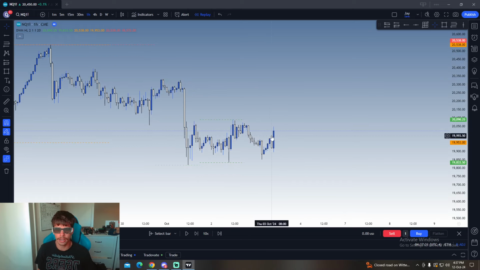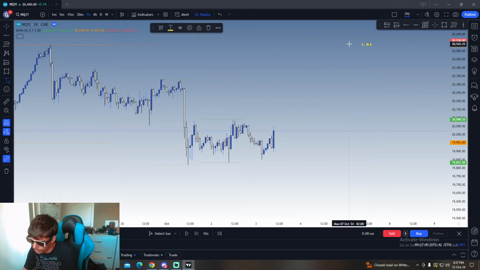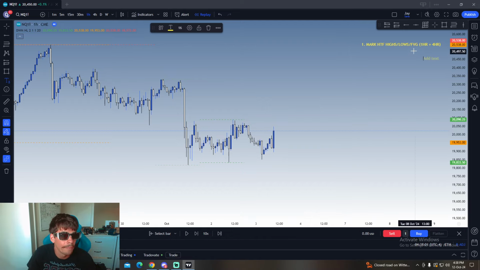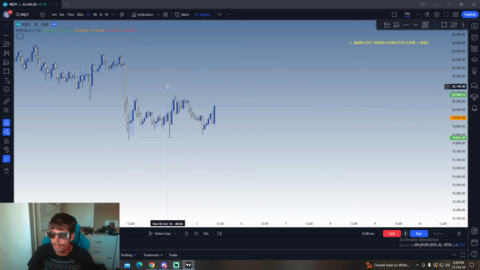The very first thing is we sit in the market and mark high time frame highs, lows, fair value gaps, in the 1 hour and 4 hour. The first thing we do is we mark our high time frame highs and lows and fair value gaps in the 1 hour and 4 hour time frame.